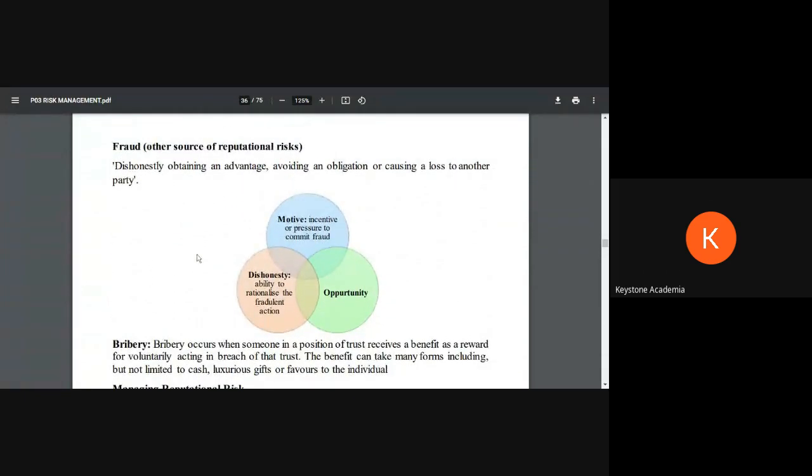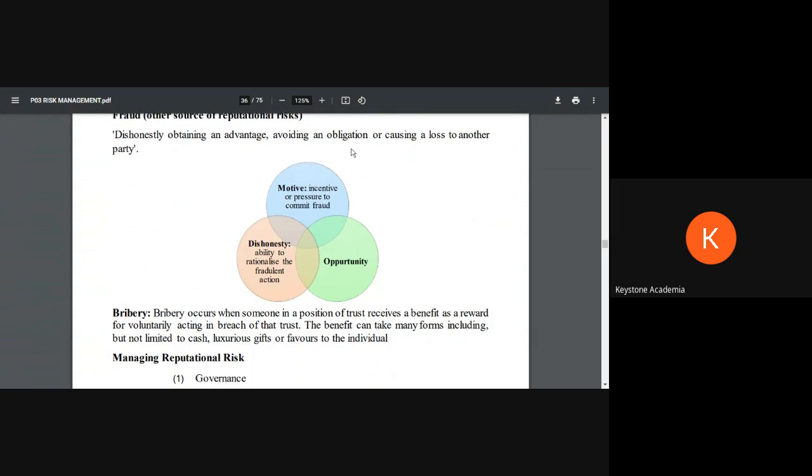Last one, other sources of reputational risk are, let's say somebody does a fraud. I gave you an example of a CEO. It can be anybody, a senior manager. So why can this happen? This may be because of motive, opportunity, dishonesty. A lot of reasons are there. If these things also happen, it can become a reputational risk for the company.